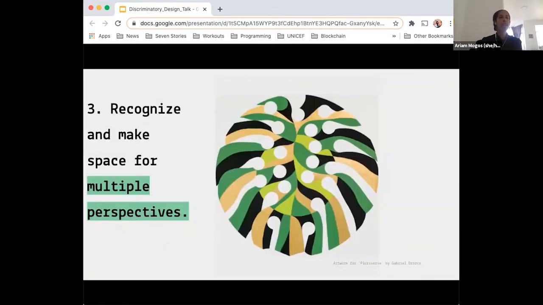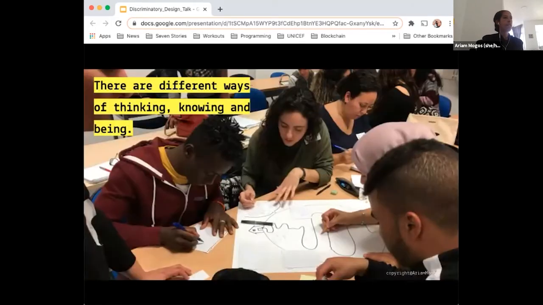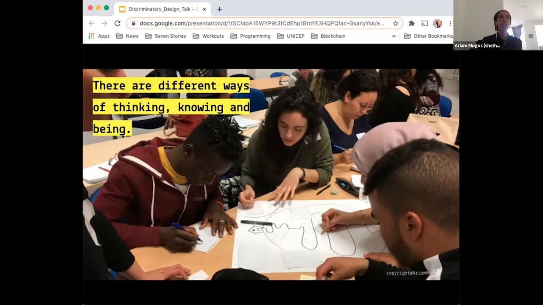And then the third kind of question or really important tenet that we're looking at is helping young people to recognize and make space for multiple perspectives. And this comes from the Colombian anthropologist Arturo Escobar, who really talks about this concept of pluriverse, which is defined as multiple ways of knowing and being and thinking that are rooted in different places and communities.